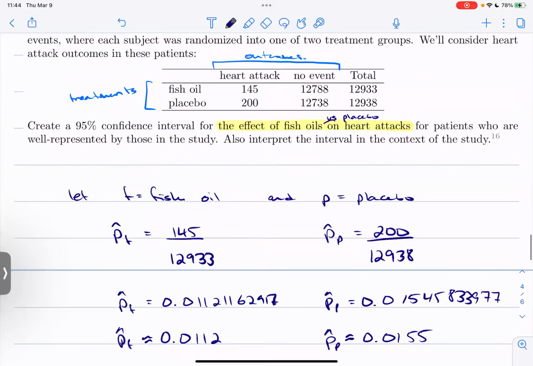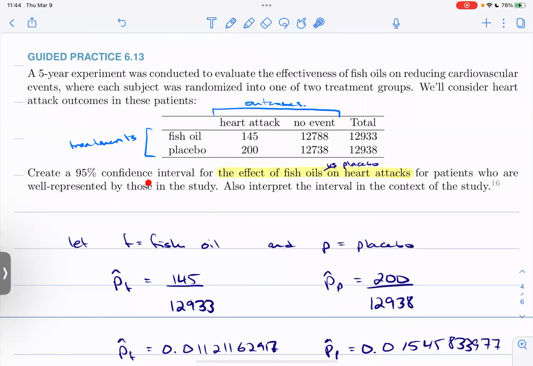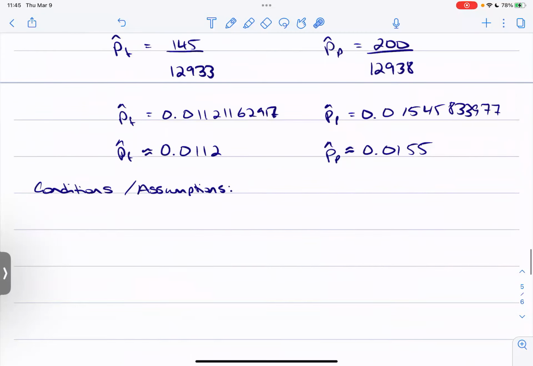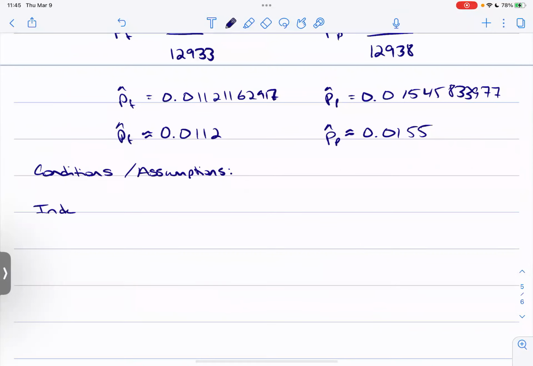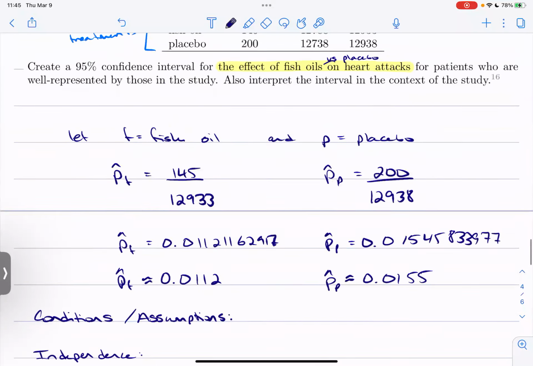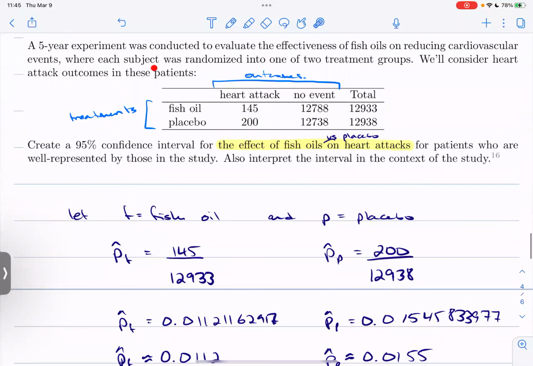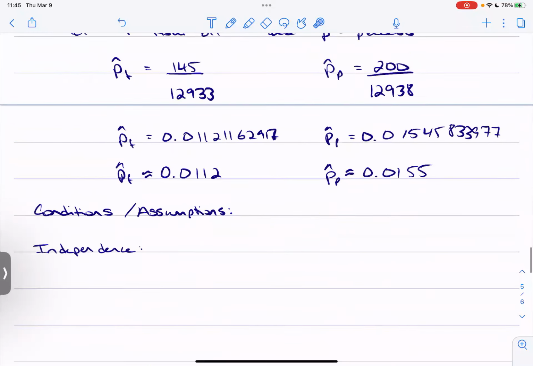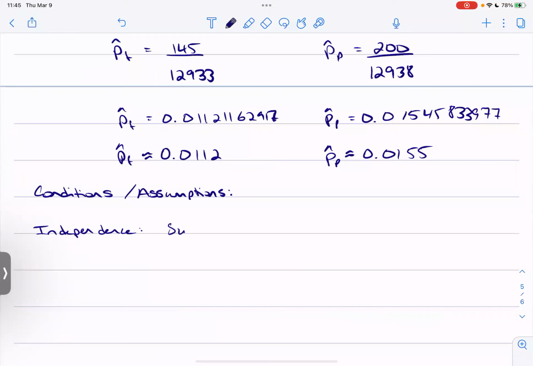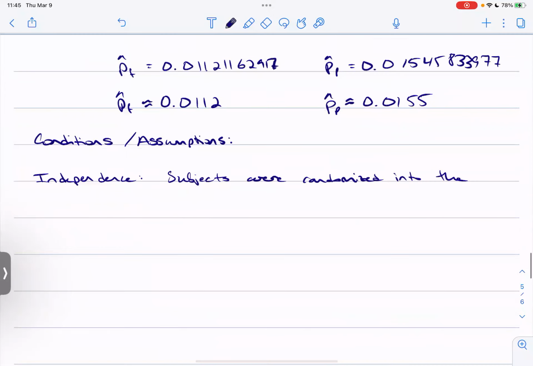We're asked to create a confidence interval, and that's all I have to do. So I'm going to check the conditions for a confidence interval, which were independence. That's kind of an easy win because it's always the first condition. It does say each subject was randomized into one of two treatment groups, right? And so subjects were randomized into the treatment groups.